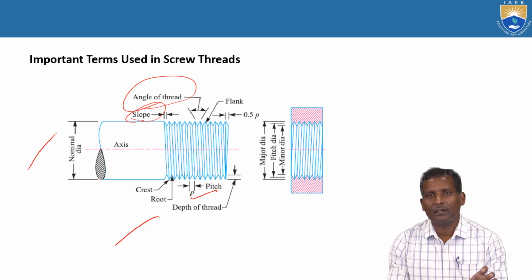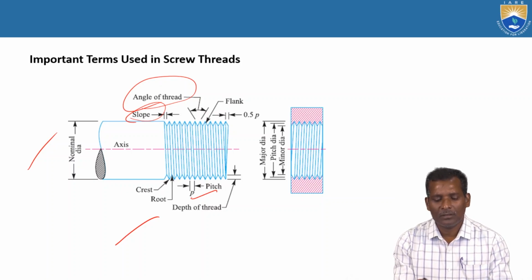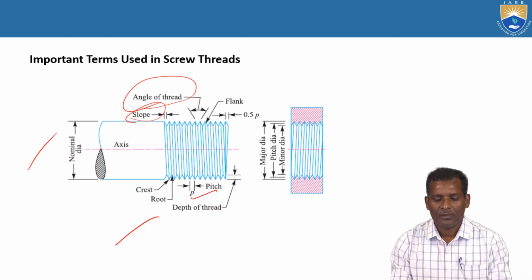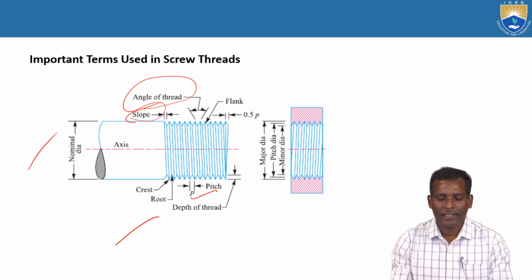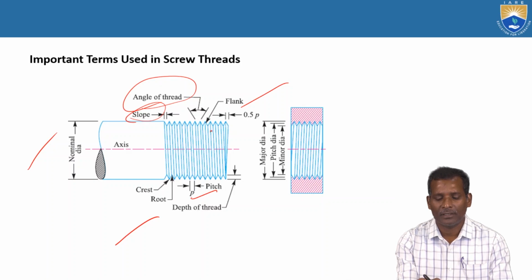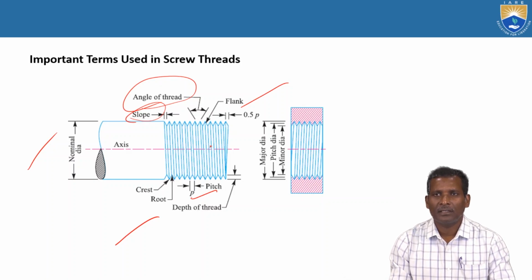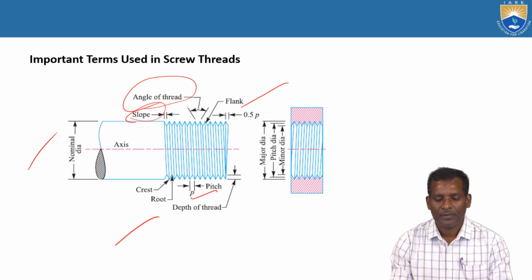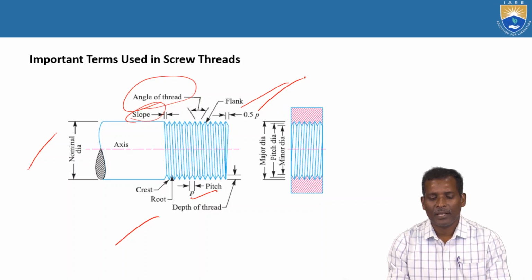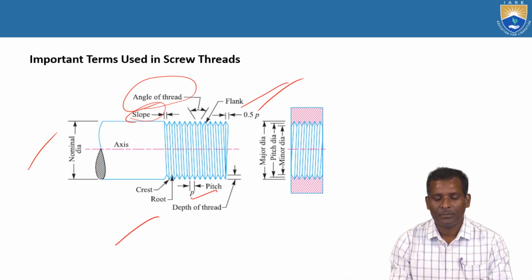Slope between two threads, and then flank. What is the flank? When you are taking the face of the thread, the slant portion is called a flank. And then you are calculating pitch. You mentioned how pitch.